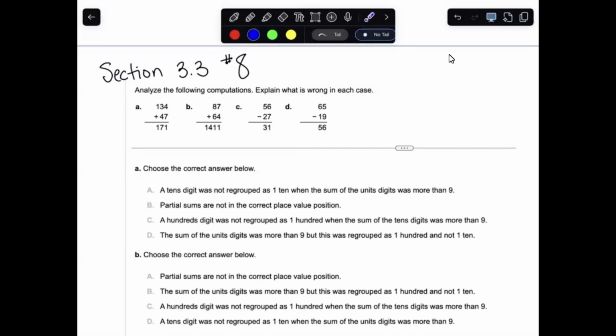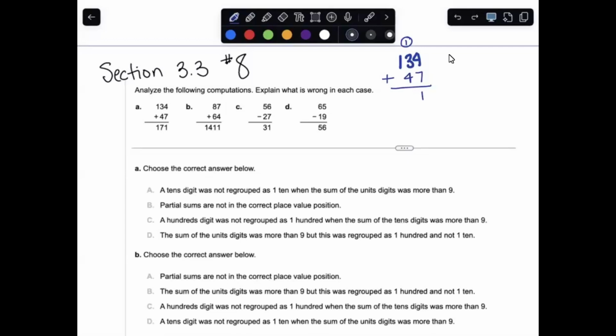So if we were going to do this on our own, we would say 134 plus 47. We would add our ones place. 4 ones plus 7 ones is 11 ones. And we can see that they have a 1 in their ones place, but let's see if they follow our next step also.